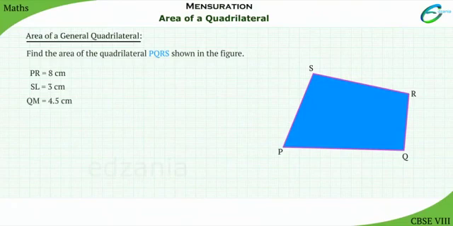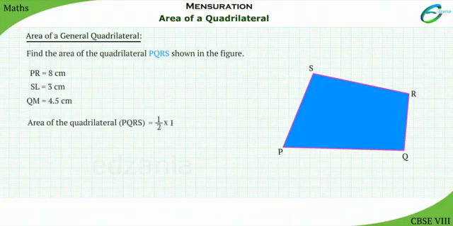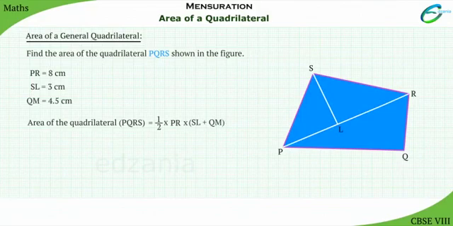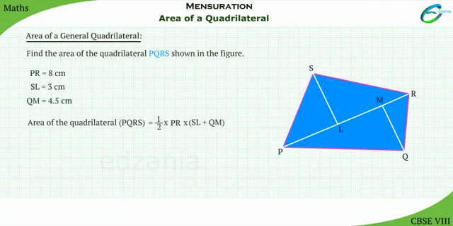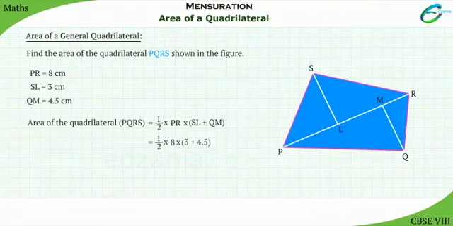We know the formula to find the area of a quadrilateral. The area of the quadrilateral is half the product of the length of the diagonal and the sum of the perpendiculars drawn on the diagonal from the opposite vertices. Let us now substitute the given values. Therefore, the area of the quadrilateral PQRS is 30 centimeters square.